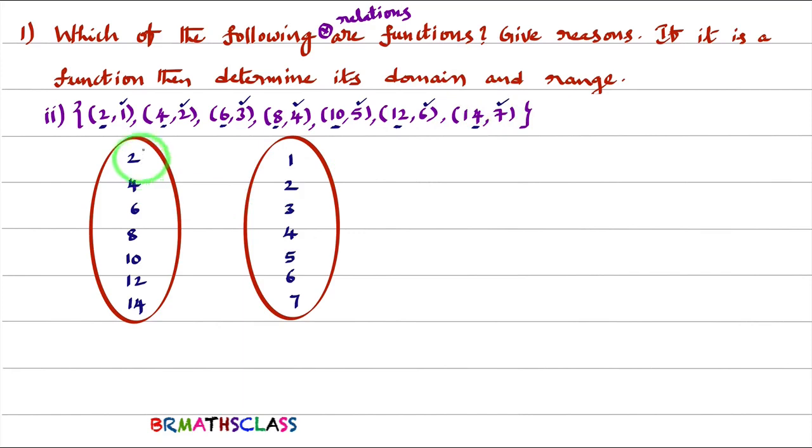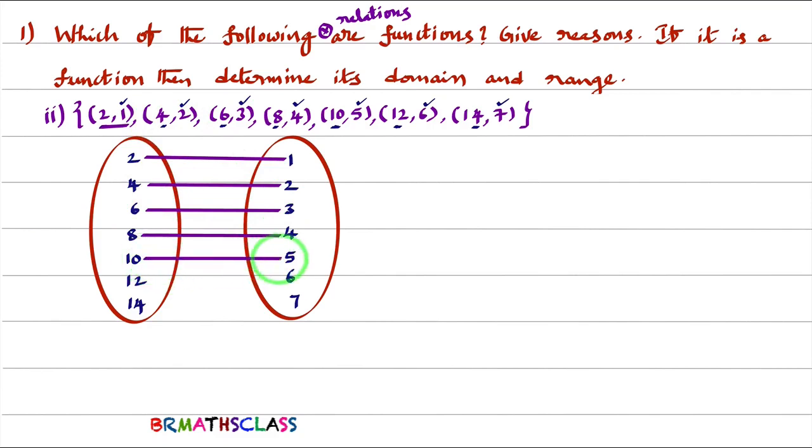Now you observe this ordered pair (2, 1). What it means? It means that 2 is related to 1. Ordered pair (4, 2). That means 4 is related to 2. Ordered pair (6, 3). That means 6 is related to 3. 8 is related to 4. 10 is related to 5. 12 is related to 6, 14 is related to 7.